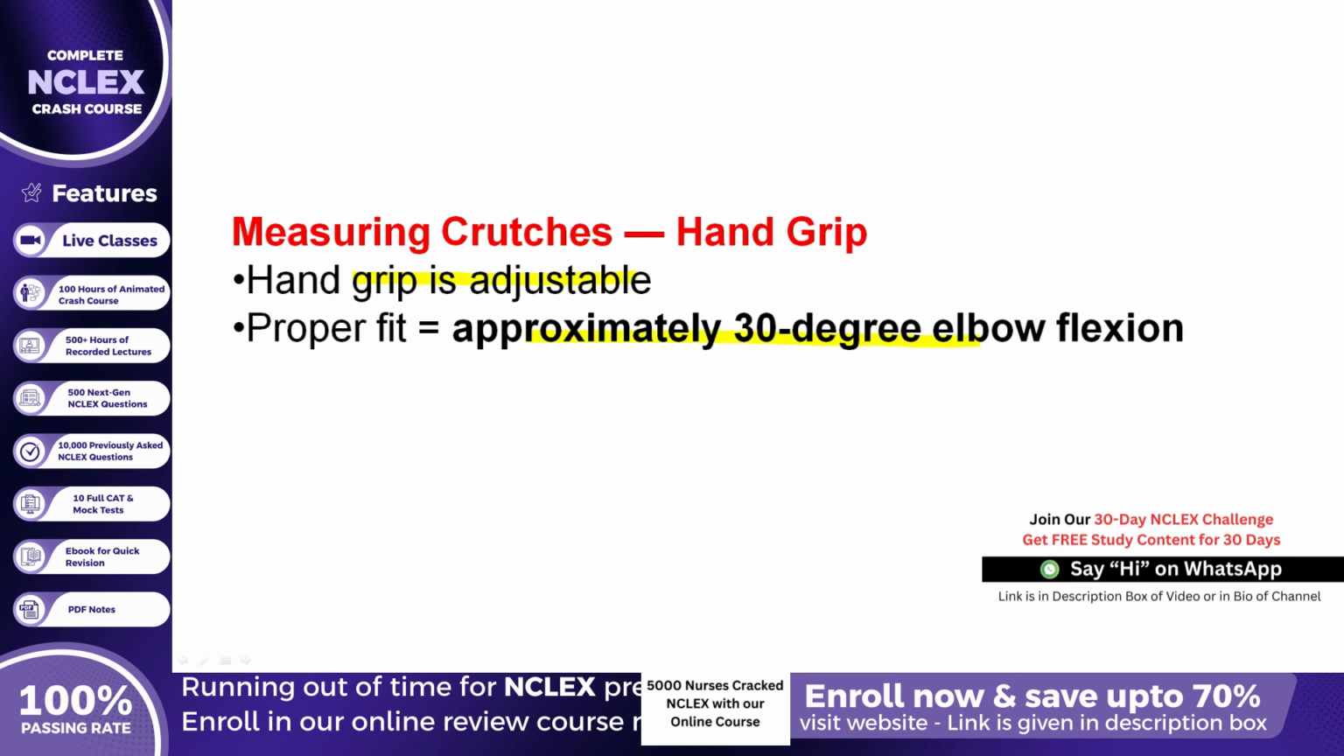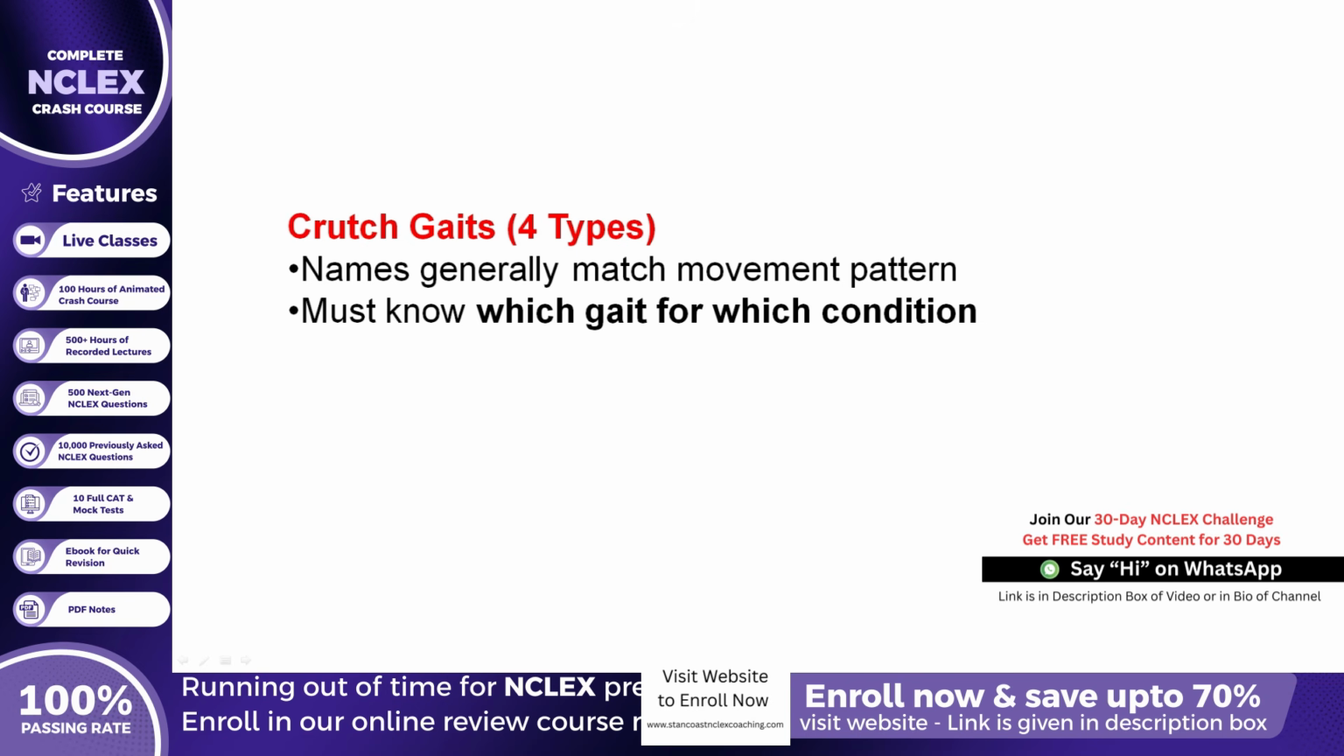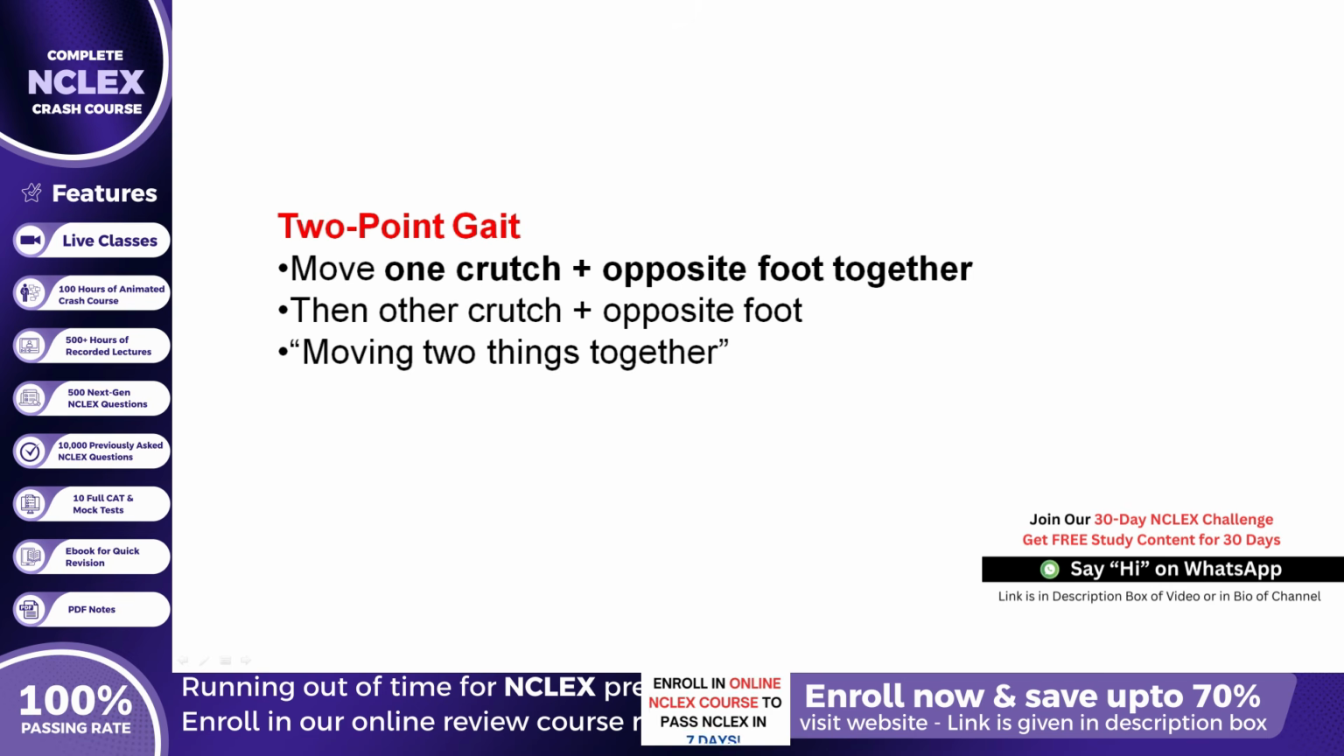Now, as we continue, remember that crutch gaits come in 4 types. Their names generally match their movement pattern, and you must know which gait is used for which condition. Now, let us examine the 2-point gait. In this gait, you move one crutch and the opposite foot together. Then you move the other crutch and the opposite foot, and you can remember it easily by thinking of moving 2 things together.